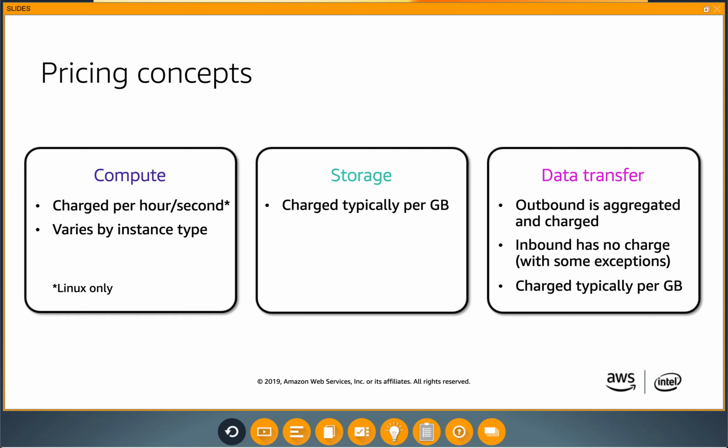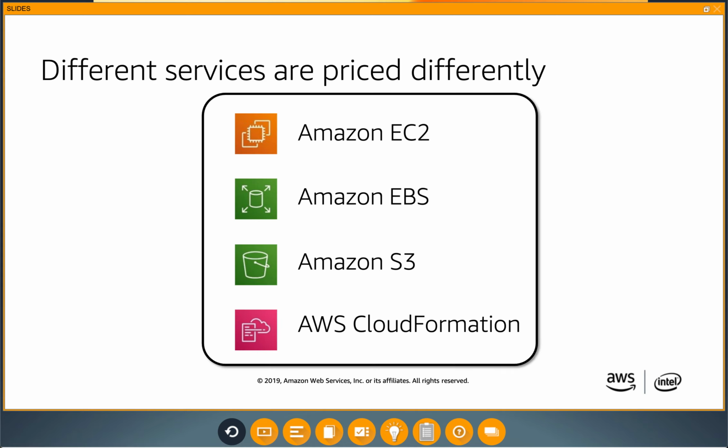Generally speaking, for any data transfer into AWS, there is no charge. There is a charge for outbound data transfer, and the charge is typically done on a per GB basis. We recommend consulting the AWS documentation for the most up-to-date information on pricing per service per region. Different services are priced differently. Let's dive into some of the services listed to see how pricing works.